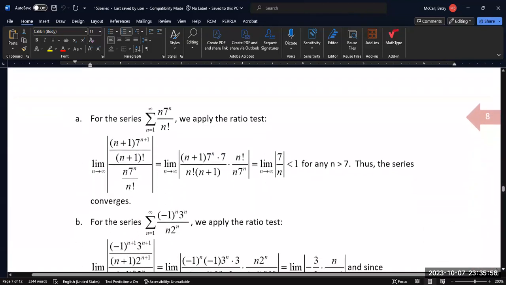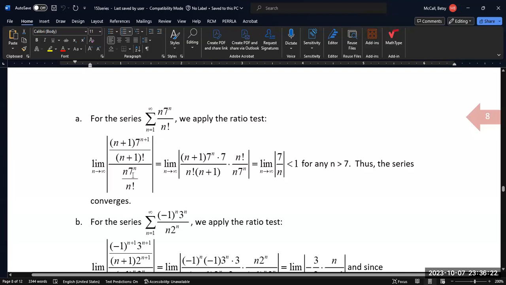All right, now let's look at our first example. We're looking at n times 7 to the n over n factorial. Now remember, it's the n plus first term that goes in the numerator and the nth term that goes in the denominator. So everywhere there's an n, we replace this with n plus 1, 7 to the n plus 1, n plus 1 factorial, and then divide by the actual term from the expression.